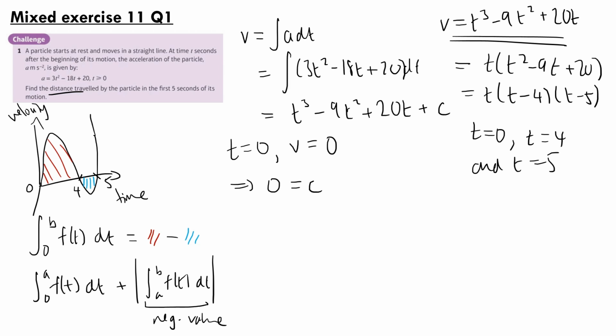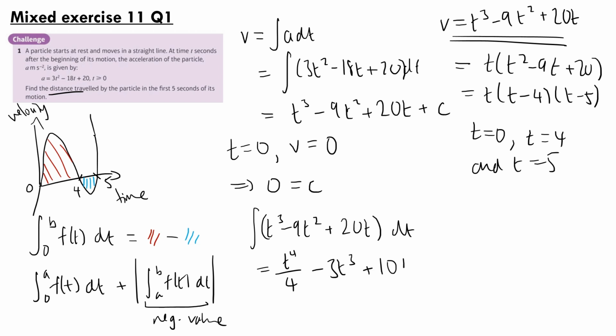Okay, so we need to find the two integrals separately. If we first find the integral of v by itself, and then we can substitute the limits in. So the integral of v, t cubed minus 9t squared plus 20t dt, is equal to t to the power 4 over 4 minus 3t to the power 3 plus 10t squared, plus some constant of integration, which we'll call d because we've already used c up there. And because we're doing definite integrals, we don't have to worry about this constant d.